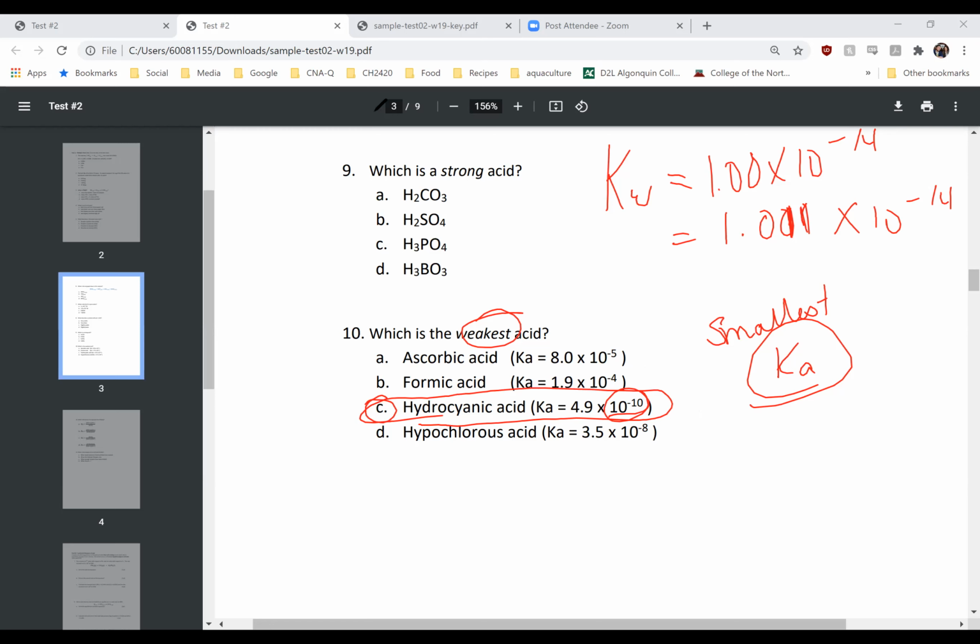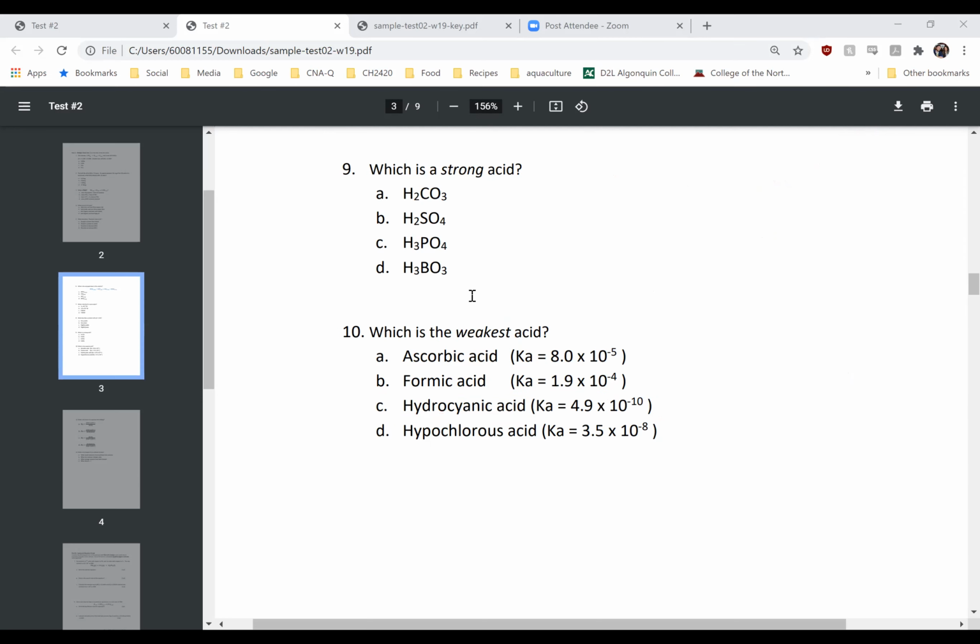Ascorbic acid is vitamin C, and formic acid you get if you squish a bunch of ants. Hypochlorous acid can be found in a bleach type of chemical. It's not bleach at all, but the hypochlorite ion is in bleach. And hydrocyanic, I got nothing for you. Don't know, never heard of it. But I always remember formic acid coming from ants when you squish them. All right.